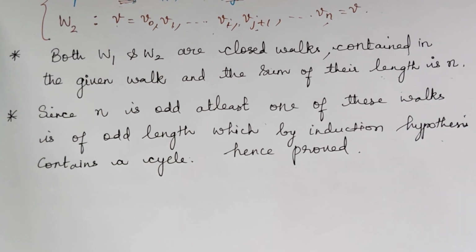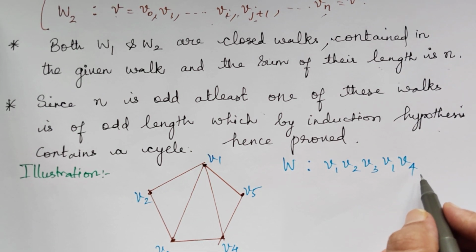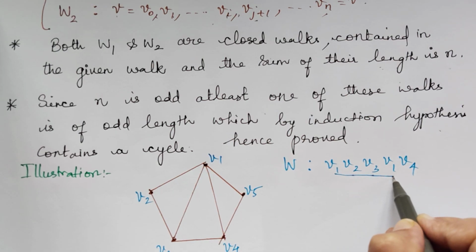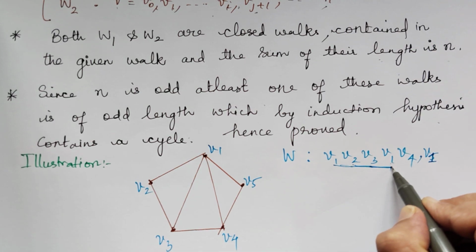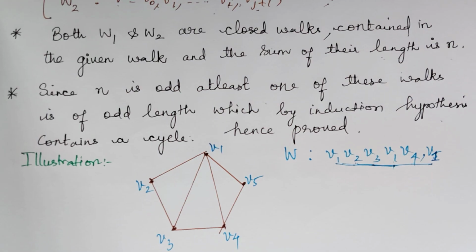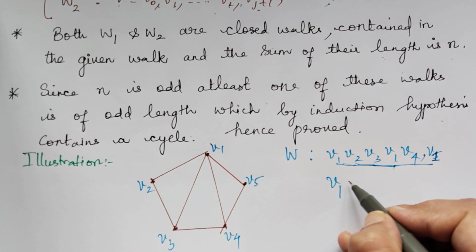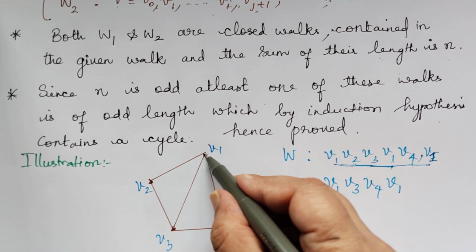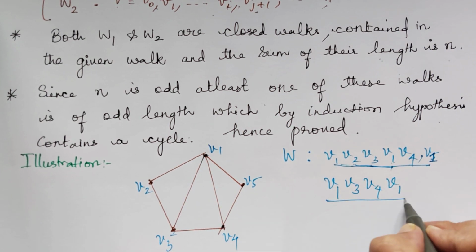We can see an example, that is an illustration for this now. So here we have a closed walk of odd length, because it just will be 1, 2, 3. I have added one vertex. 1, 2, 3, 4, 5. So it is of odd length. And this will contain a cycle obviously. We can take the cycle as V1 and then V3, V4 and V1. So V1 to V3, V4 and then V1. So it contains a cycle.